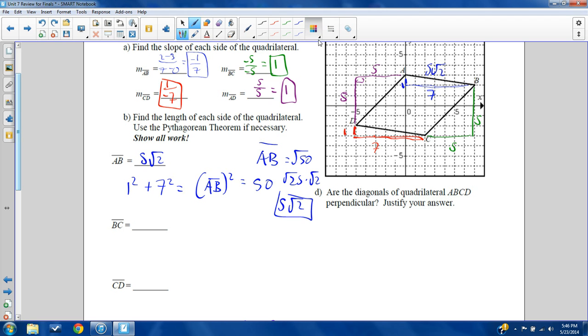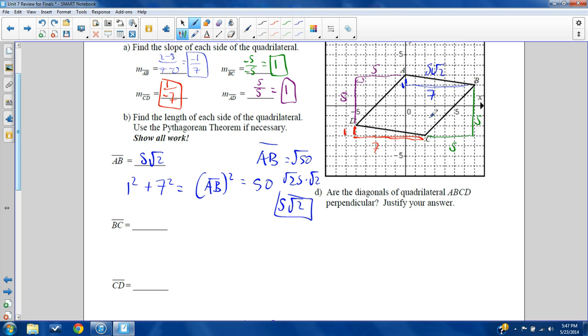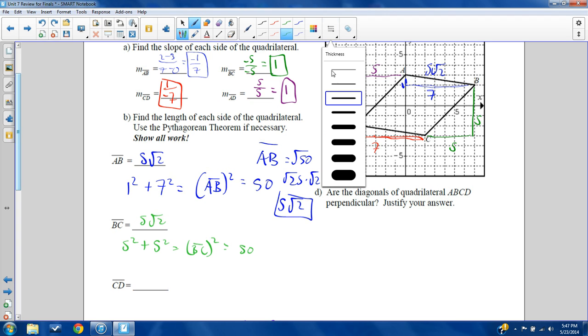BC right here is 5 squared plus 5 squared equals BC squared. So 25 plus 25 is 50. Square root of 50, once again, same thing. Square root of 50 is 5 root 2. Looks like I'm on a little bit of a roll there. So this is 5 root 2.